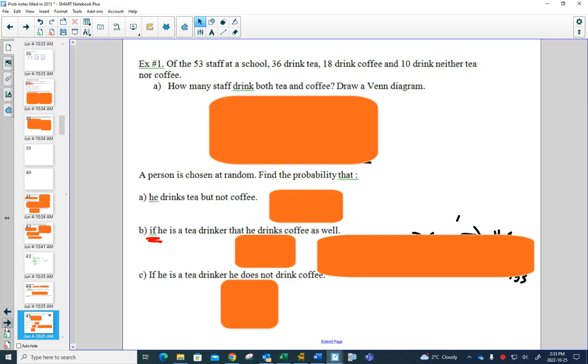Sometimes we can do these with Venn diagrams. Of 53 staff at a school, 36 drink tea, 18 drink coffee, and 10 drink neither tea or coffee. Can you draw that Venn diagram?